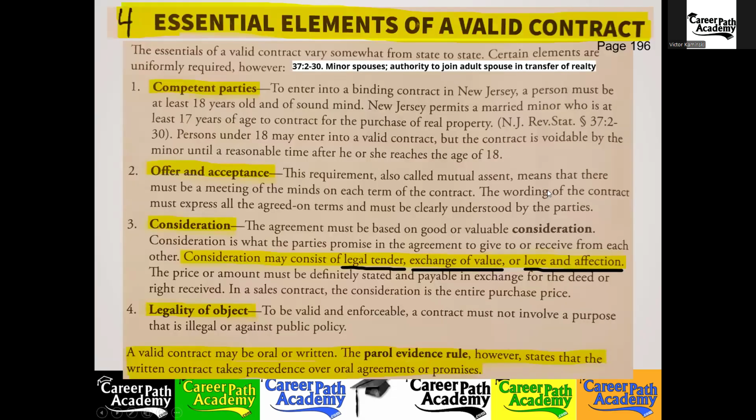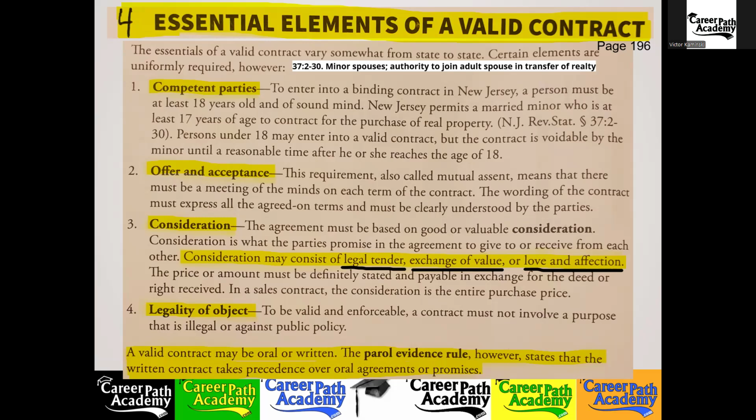So let's highlight them. The four essential elements of a valid contract: competent parties, which means, in New Jersey, that's 18 years of age or older, just like many states, but let's focus on New Jersey. So, to enter into a legally binding contract in New Jersey, a person must be of legal age, which is 18 years of age, and sound mind in order to be considered an adult.